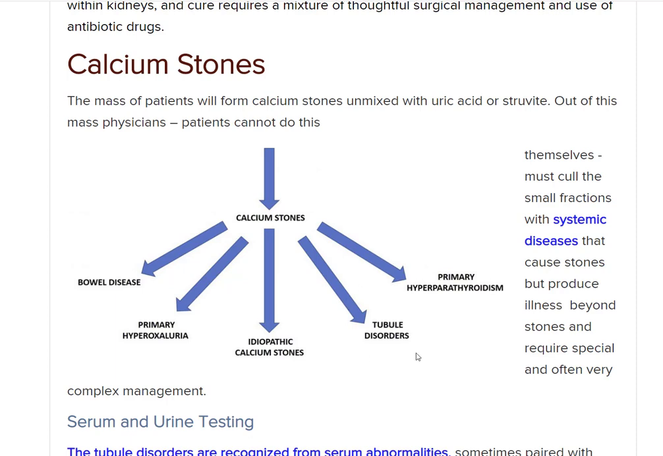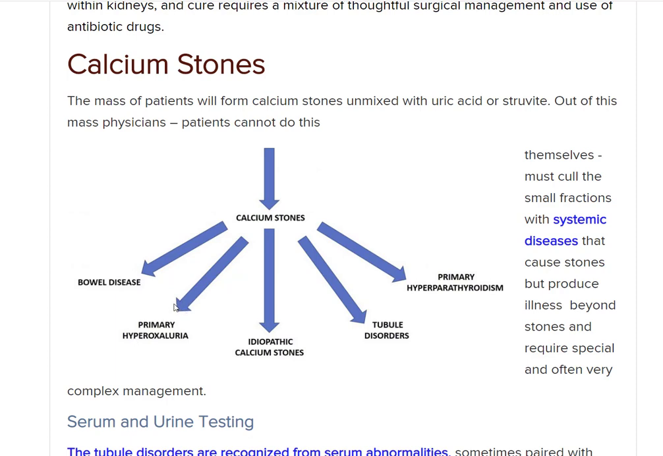These conditions, primary hyperparathyroidism and tubule disorders, are diagnosed from serum and urine testing, and it's done by your doctors. I can't teach you how to do this, but I can teach you to expect your doctors will have done it. That's their job. Most people know if they have bowel disease. Here and there, uncommonly, silent malabsorption can occur and raise urine oxalate. That's not very common.